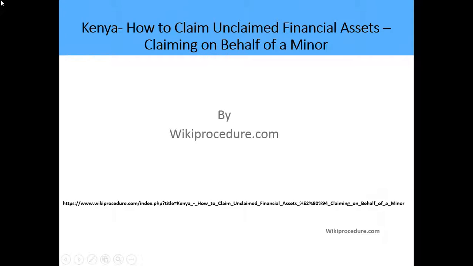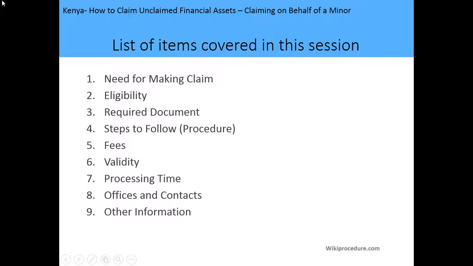The list of items that we are going to cover in this session include the need for making a claim, the eligibility criteria, the required documents, steps to follow while making the application, the fees, validity period, processing time, office location and contact information, and any other information that we may find relevant on how to claim unclaimed financial assets on behalf of a minor acting as an agent.